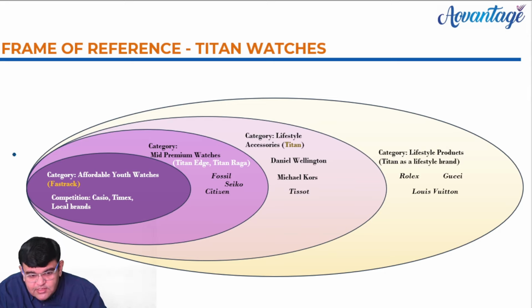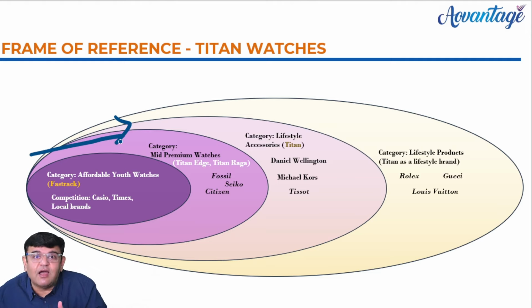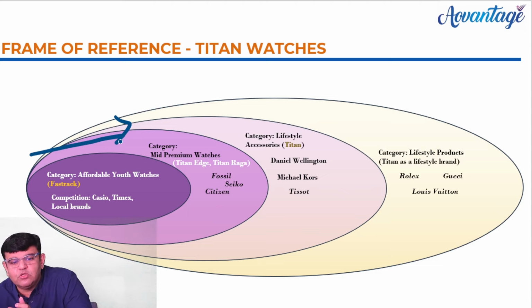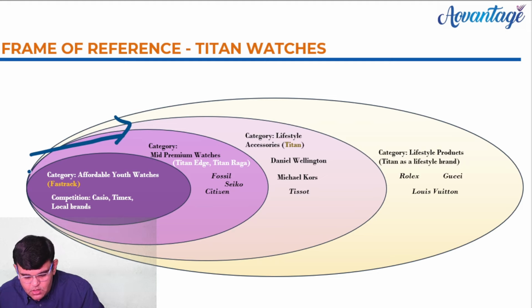Now move from this to a slightly larger category, which is your mid-premium watches. So there, a Titan Edge or a Titan Raga from the house of Titan Watches might compete in this mid-premium segment, and there you have a Fossil, a Seiko, a Citizen, right? So again, you're seeing the market is changing, the customers here will change, and the brands that you compete with will also change. So you can use a frame of reference to also guide portfolio allocation. Again, friends, it is not as clear cut as this. For example, a Titan Edge or a Raga can go into this slightly more premium segment also, right? Which is a category or lifestyle segment.